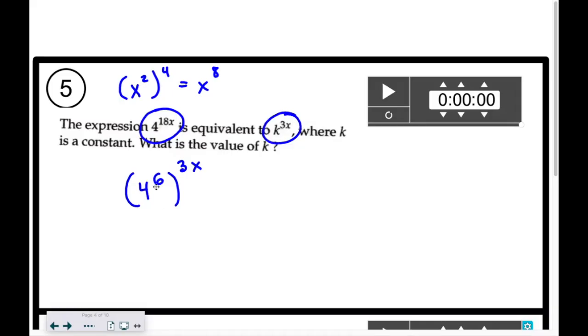So I just got to figure out what 4 to the 6th is. So it's a big number, and 4 to the 6 in the calculator is 4,096. So 4,096 to the 3x is this expression now. So the k that they're looking for is simply just the 4096.